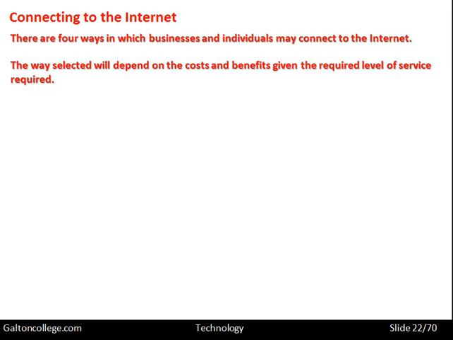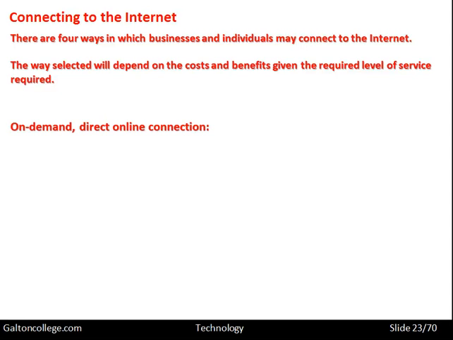Now, connecting to the internet, well, there are 4 ways in which businesses and individuals may connect to the internet. The ways selected will depend on the cost and benefits given the level of service required. So how we choose to connect to the internet depends on what we want to do with the connection, what type of information we wish to access, how fast we need the connection to be.